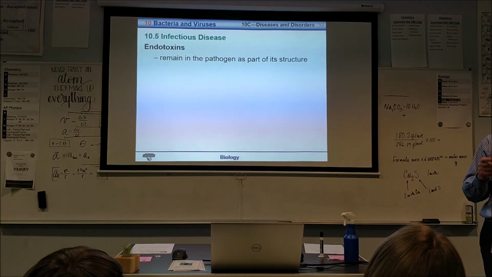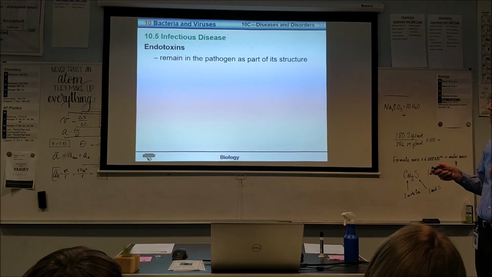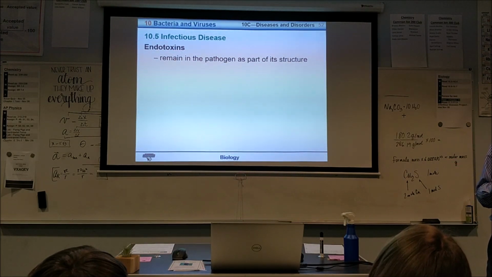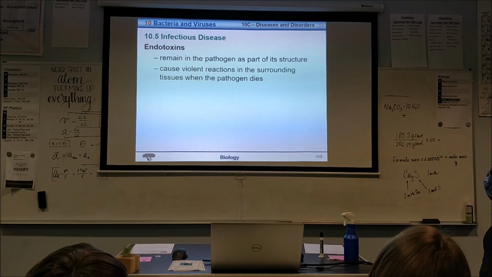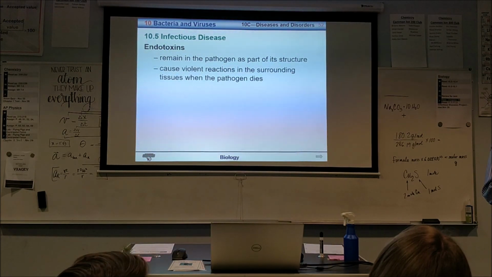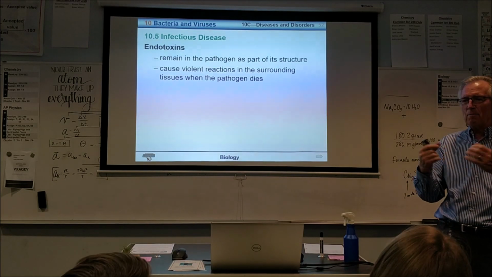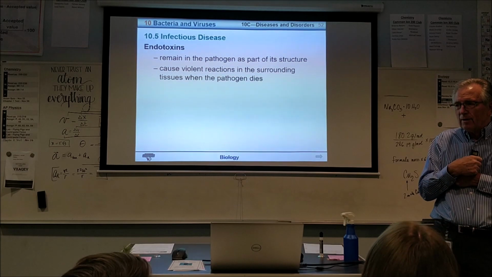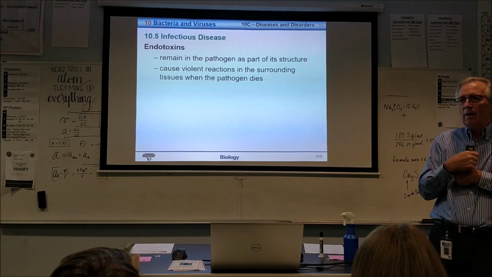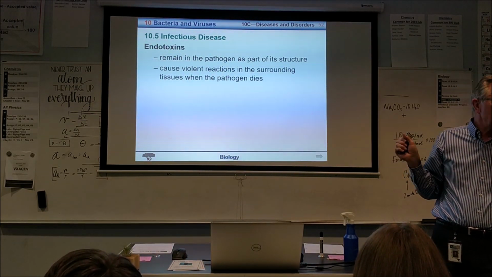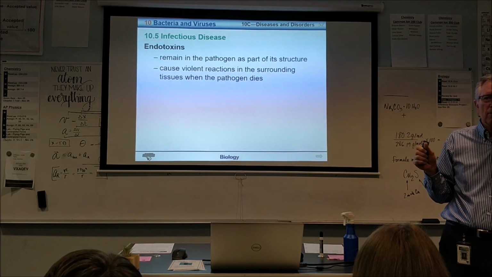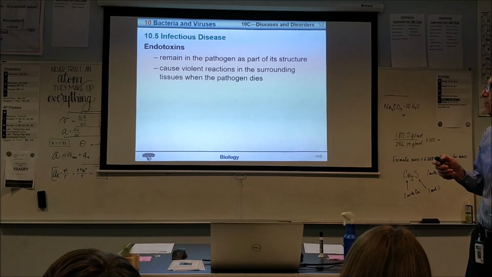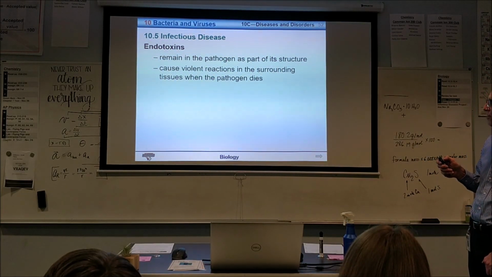Now, endotoxins, we said, were inside. So these would remain inside the pathogen as part of its structure, and they don't cause any problems until the pathogen dies. And when the pathogen dies and breaks open, then these poisons that were totally enclosed inside the pathogen are now open and they can start affecting the body. So when the pathogen dies, that's when you get affected by that particular kind of poison.